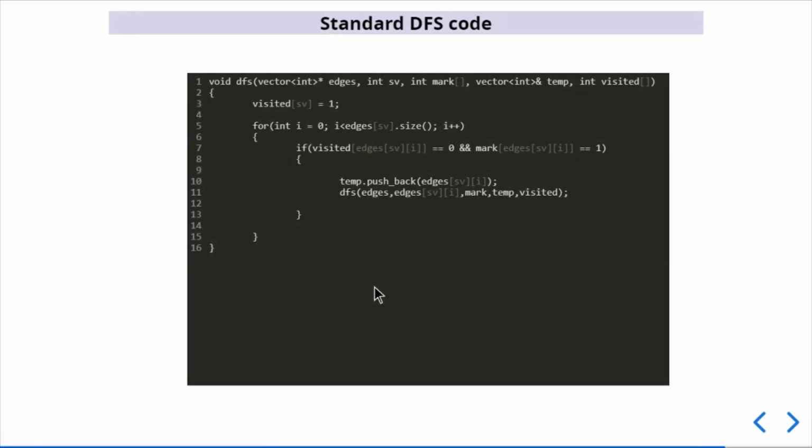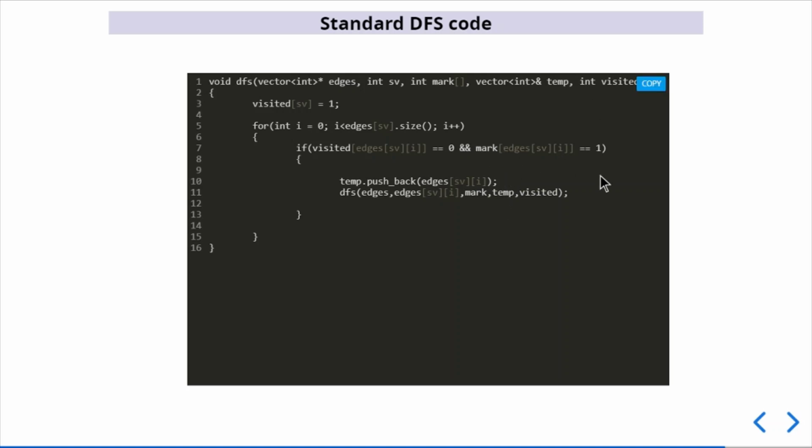And at last, it is the standard DFS code that I made. What I'm doing is I'll first mark visited as 1. If the particular node is visited, I'll mark it as 1, and I'll run over the size. I have maintained a vector of vectors for the edges, and I'll run over the size, and I'll see if this node is visited or not, and if the mark is 1 or not. Mark is 1 because the node which will be included in the kingdom must have the maximum per capita income, which I have marked in the earlier part of the code.